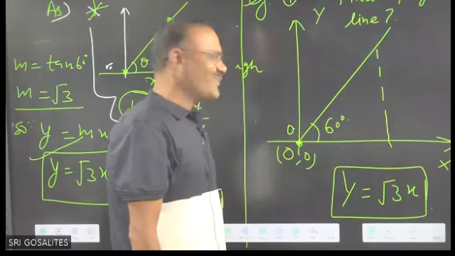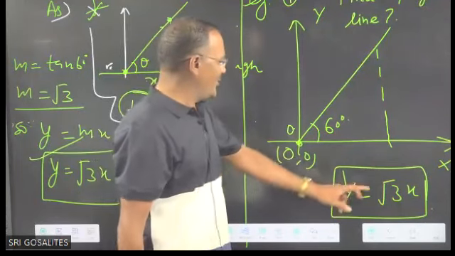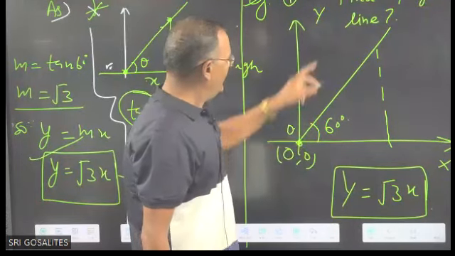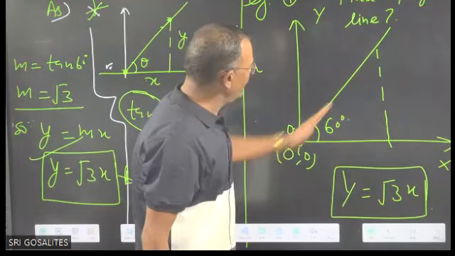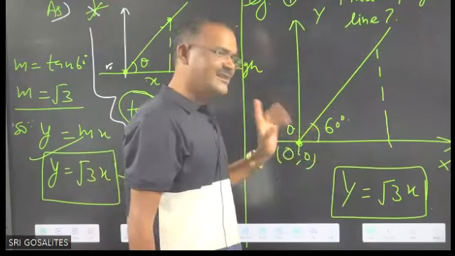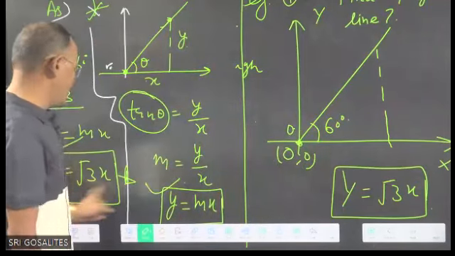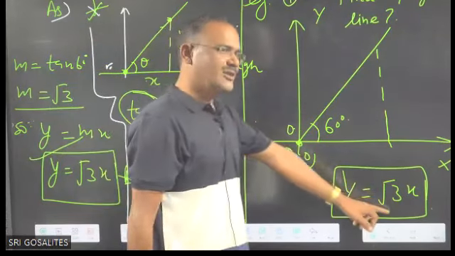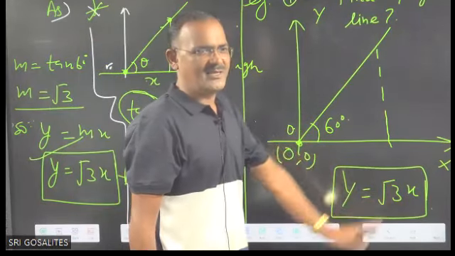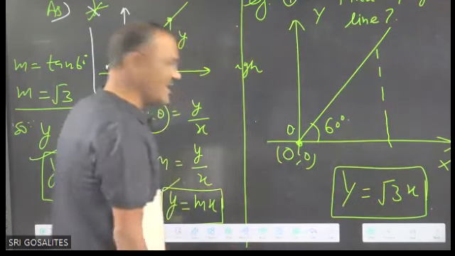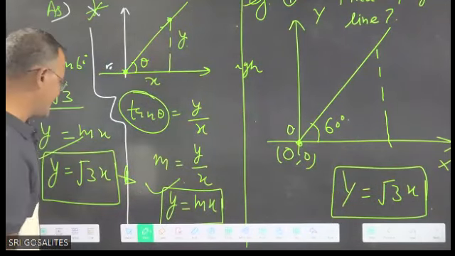Okay. So here, y is equals to root 3x. We have to calculate the equation of this line. Angle is theta 60. So slope is tan 60. Equation is what? Y equals to mx. So m is how much? Root 3x. Okay. Yes, it is possible in the recording.